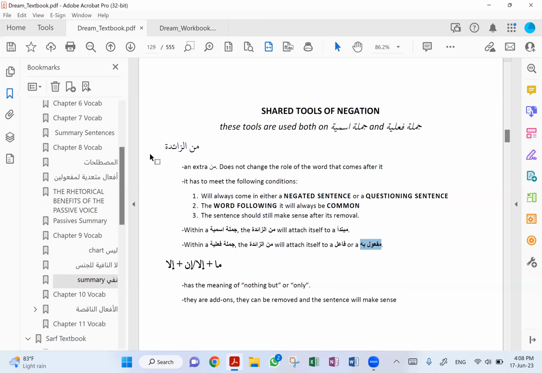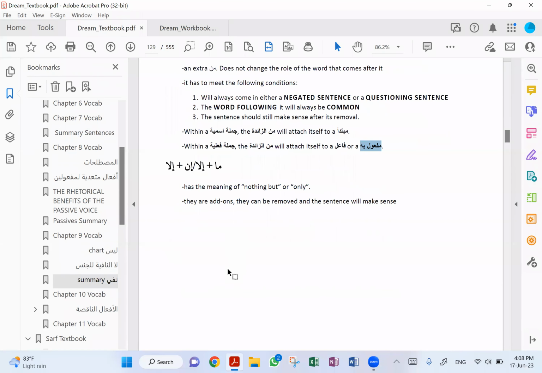And if you already have a maf'ul bihi, then most likely it's going to be the fa'il. If it's attached to something and you've already identified a maf'ul bihi, then most likely it's going to be the fa'il. And I think these ones will become clearer when we start doing the drills, because once we start doing the practice, it'll become more natural as opposed to just reading this stuff. And of course, we talked about ma illa, in illa, which means nothing but, or has that emphasis, or it can also mean only, depending on the context. So that's basically chapter 9.